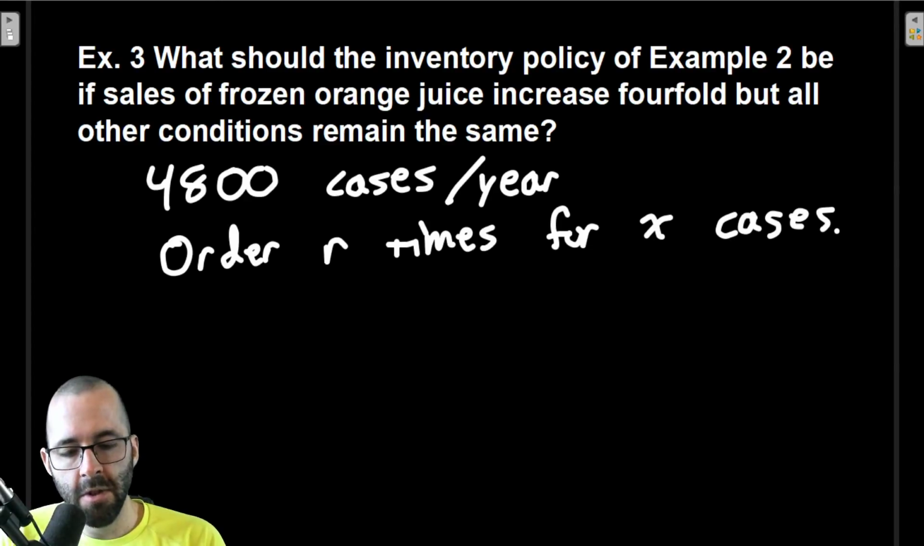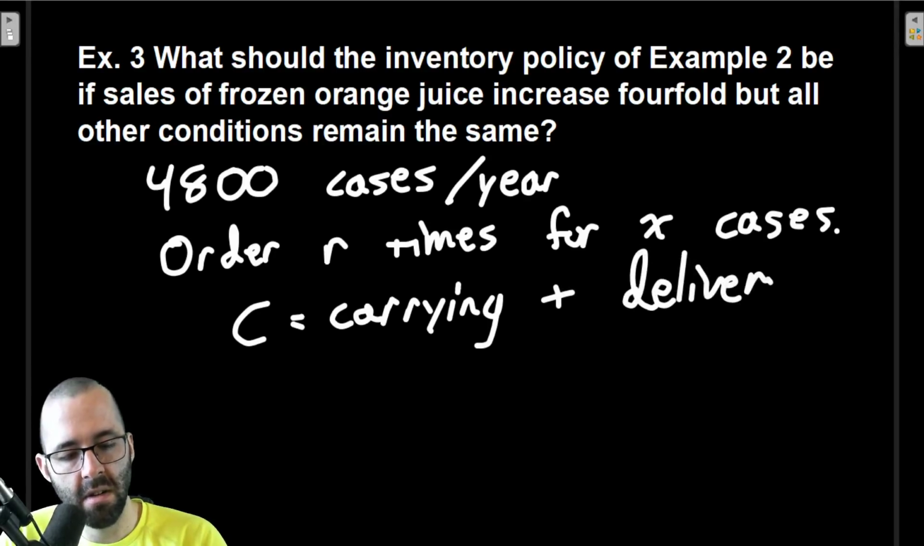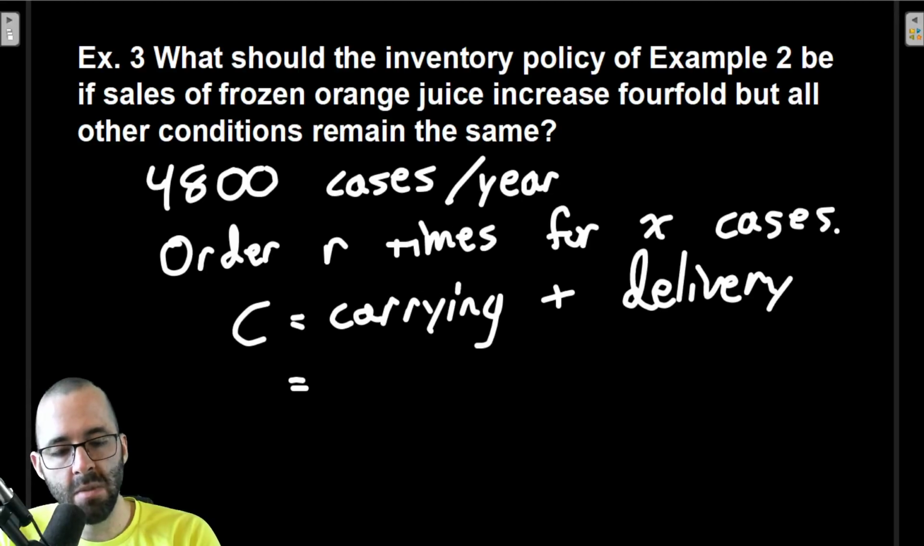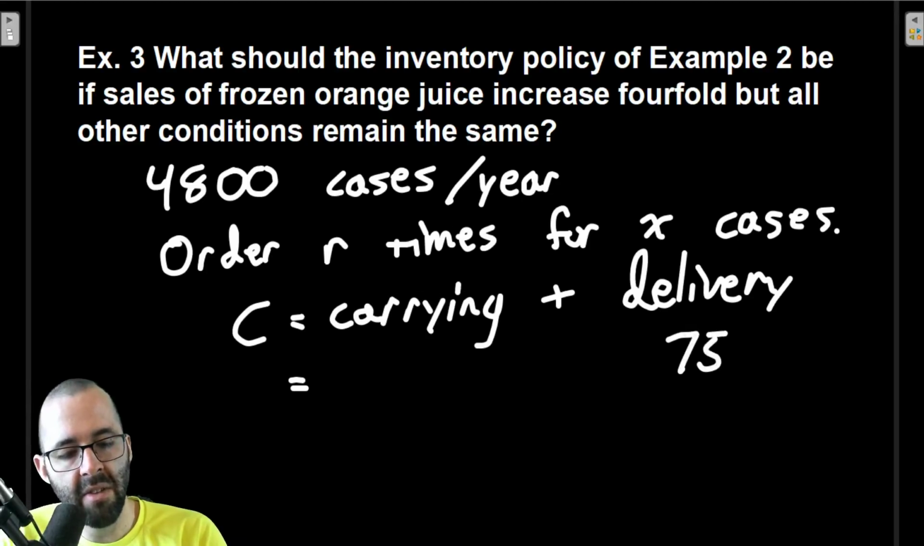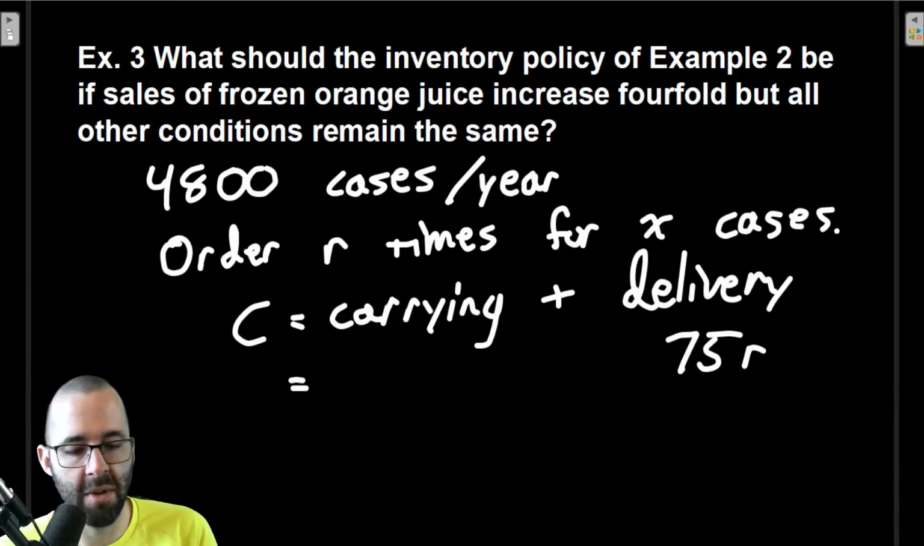All right. So the cost function is still going to be our carrying cost plus the delivery fees. Just like before, the delivery fees are not so bad. It's $75 per delivery. So if we're ordering R times, it'll be 75 times R. Those are our delivery fees. $75 per delivery, and we're doing R deliveries. So just multiply them together.